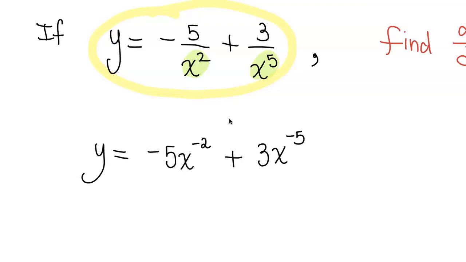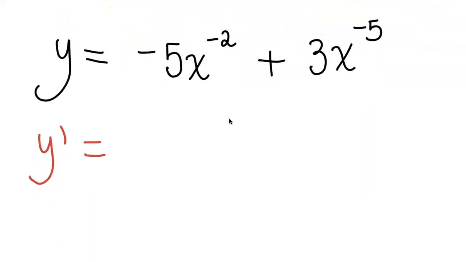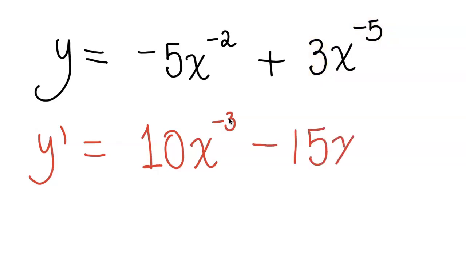And then take the derivative. Find y prime, find dy/dx using the power rule. Multiply negative 5 times negative 2, which gives me positive 10. So I will have 10 times x to the, go down by 1, negative 3. Next, I multiply 3 times negative 5, which will give me negative 15, and you go down 1 from the original exponent, so the new exponent is negative 6.